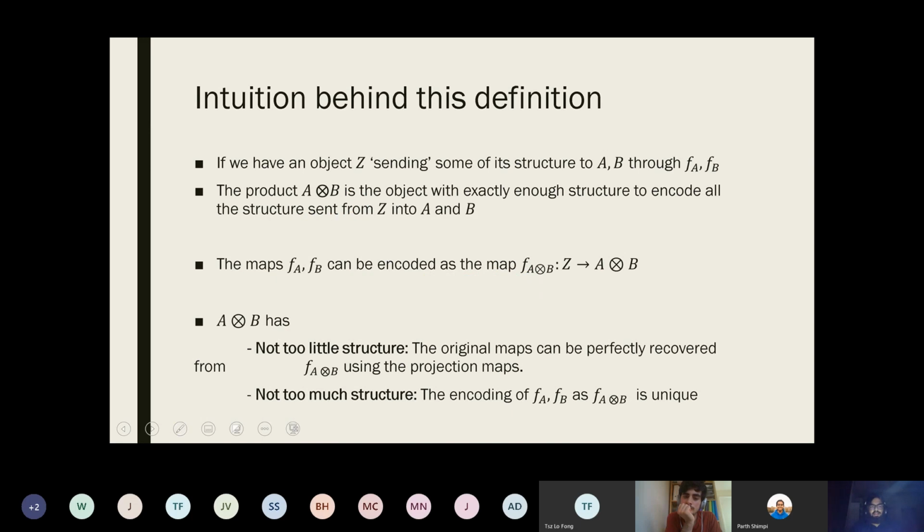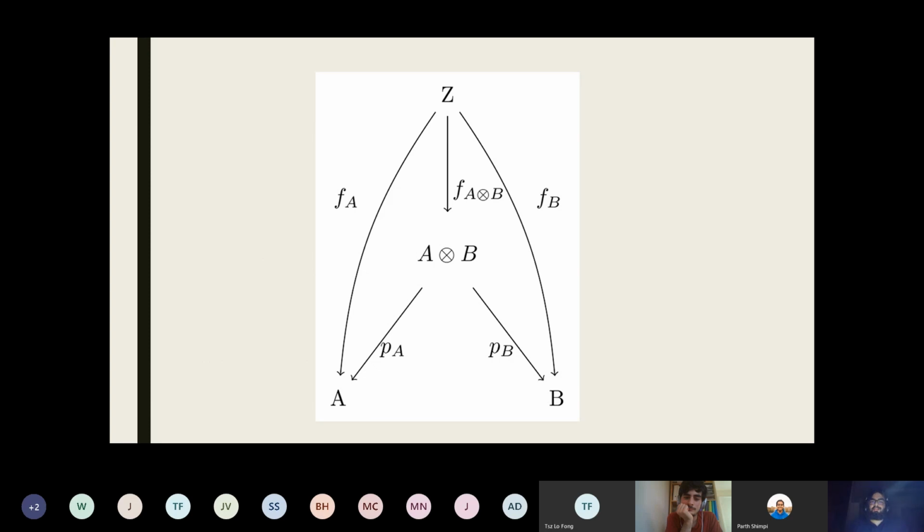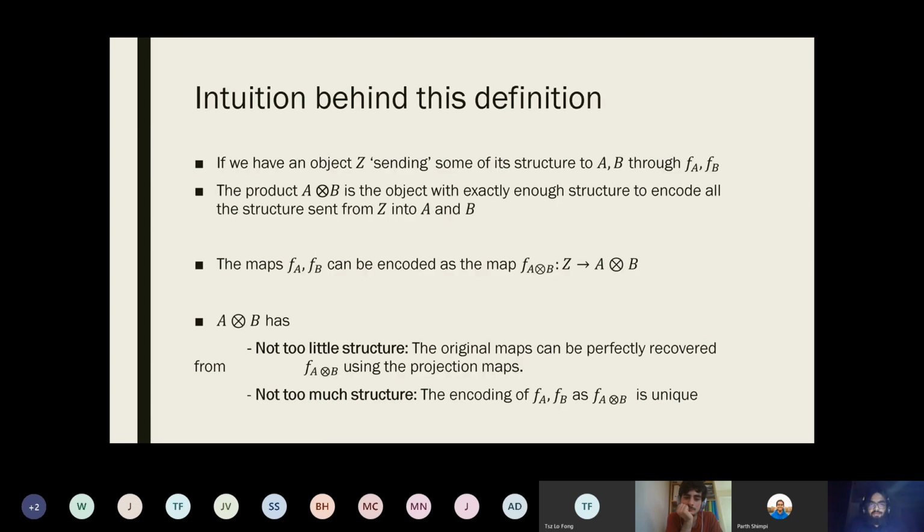And keep that in mind, you might be tempted to agree with my next explanation of why this definition makes sense. For every object Z, some of the structure inside Z is being sent into A, and some of it is being sent into B through these two maps. And the product A cross B is the optimal structure to encode all of the structure sent in through these two maps. And the encoding is just this map, the new unique map that we get. A cross B doesn't have too little structure because we can recover the original maps just by applying PA to our encoding.